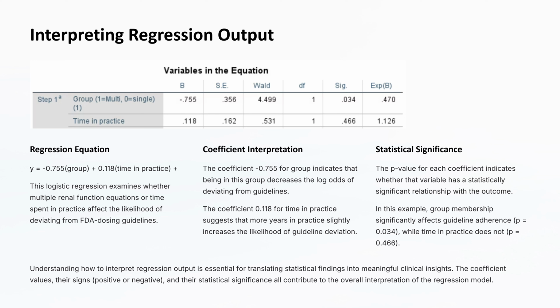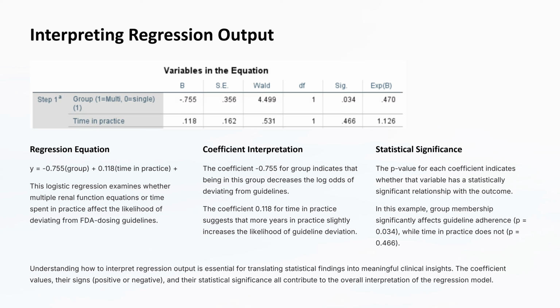You have the beta coefficients. So minus 0.755 for how many equations you use indicates that being in this group decreases the log odds of deviating from guidelines. So basically, the more equations you use, the less likely you are to deviate from FDA dosing guidelines. In contrast, for time in practice, we have a positive beta coefficient value of 0.118, which indicates that the more time you have in practice, the more likely you are to deviate from FDA dosing guidelines.